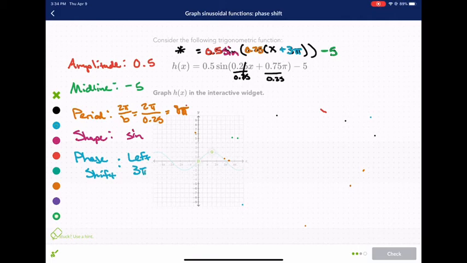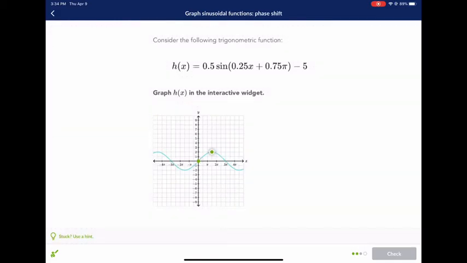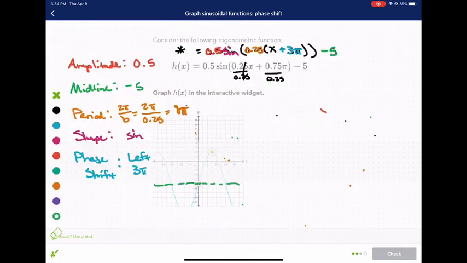I'm going to shift this whole thing to the left by 3 pi units. All right, so using all this information, I'm going to graph this guy. So my midline, this is always what you want to start with, is -5. It's a good reference point. -5 is my midline. So I'm going to go to my graph, drag that middle point down to -5 so it rests on my midline. There we go.